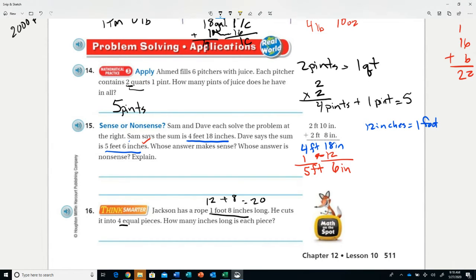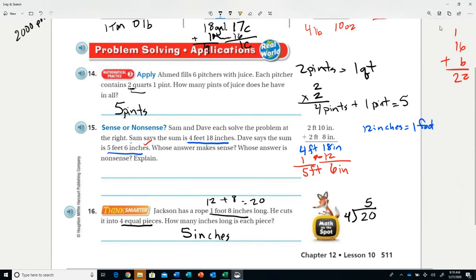Now I'm going to cut this into 4 equal pieces. Oh, this problem is not bad. So 20 divided by 4 is 5. How long is each piece? 5 inches. Reading, comprehension, and a multi-step problem here. So not a hard problem, but you got to know what you're talking about.